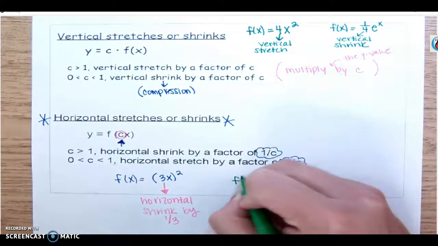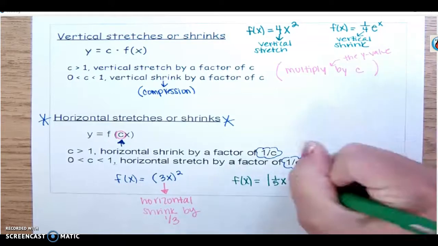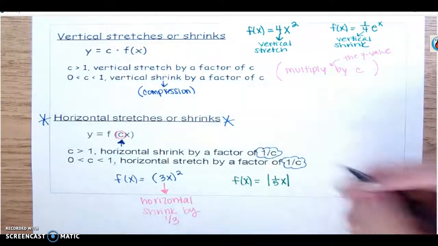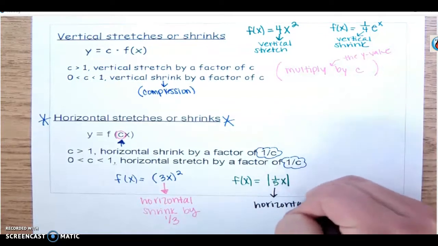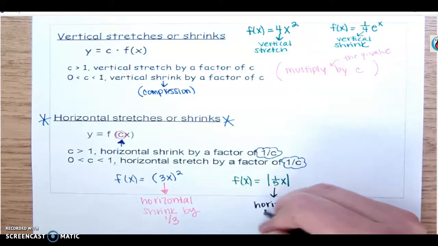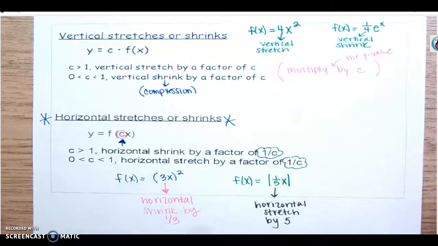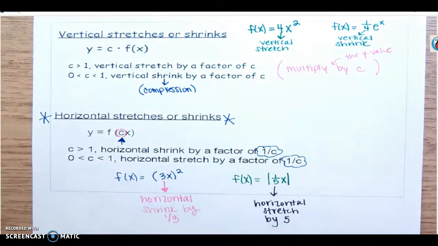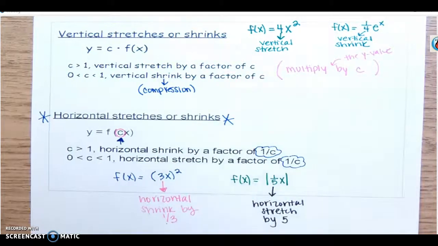Whereas if we have f of x is the absolute value of 1/5 x, like that, that 1/5, because it's on the inside, it's horizontal. That 1/5 makes me really think about 5, so it's a horizontal stretch by a factor of 5. Okay, so if it's on the inside, remember how for left and right you had to do opposite. So if it's on the inside and it's a number there, you want to think about the reciprocal. So if it has a 3, you're really thinking about 1/3. 1/3 will be a shrink. So 1/5, you're really thinking about 5, so it'll be a stretch by 5.